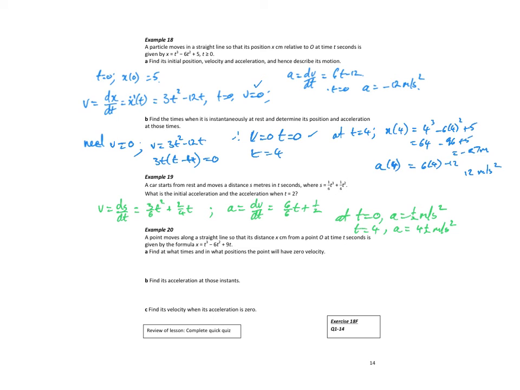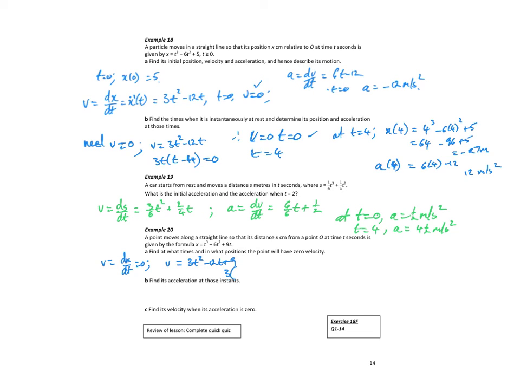Example 20. So hopefully you're getting a feel for it now. We've got a position rule, t cubed minus 6t squared plus 9t. Find at what times and in what positions the point will have zero velocity. Zero velocity, dx dt is equal to 0. V is equal to the derivative, 3t squared minus 12t plus 9.